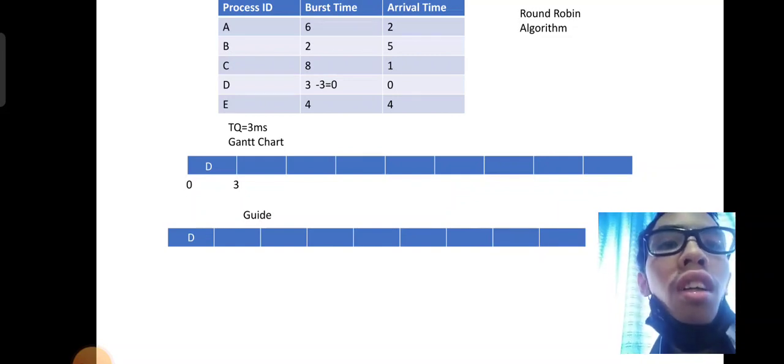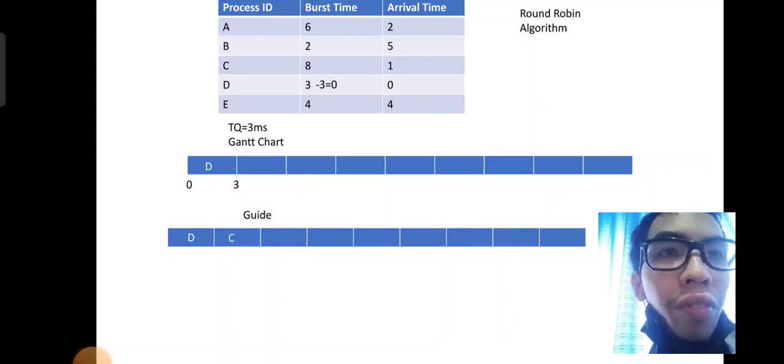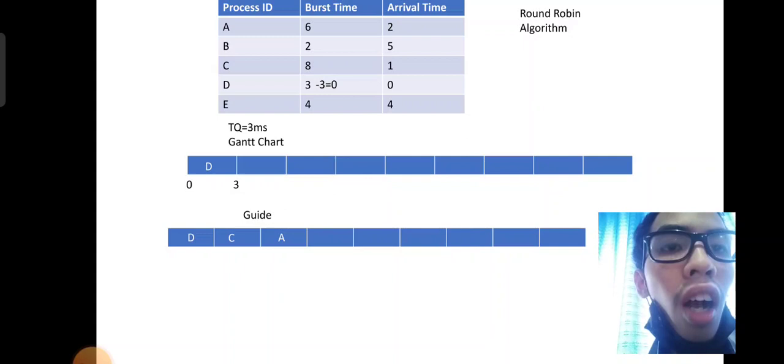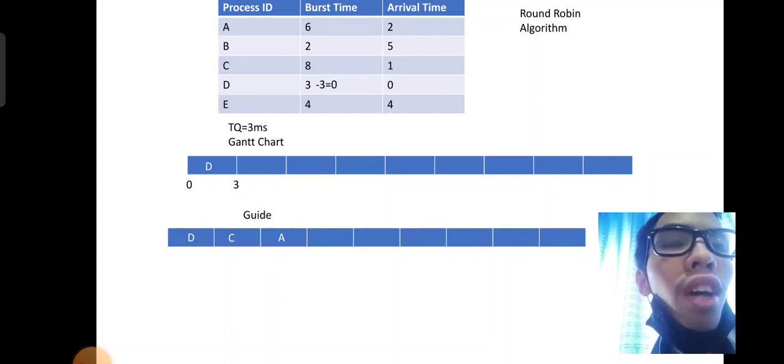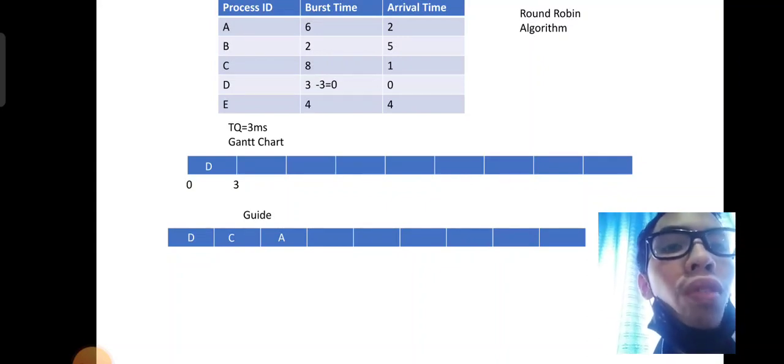Then after that, we will check which processes will come at time 3. Process C will come first because its arrival time is 1. Process A will come after process C because its arrival time is 2. Then we will not put process D after A because process D has no burst time left. It is already done because its burst time is already 0.